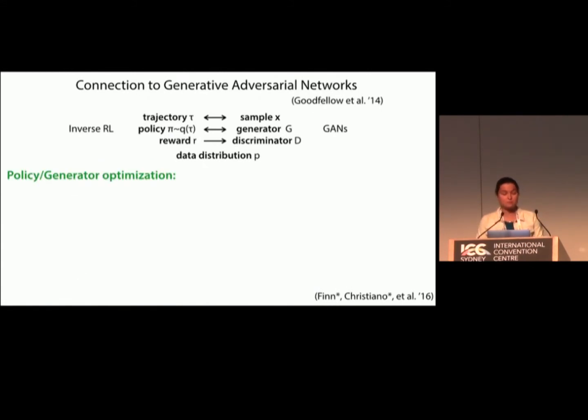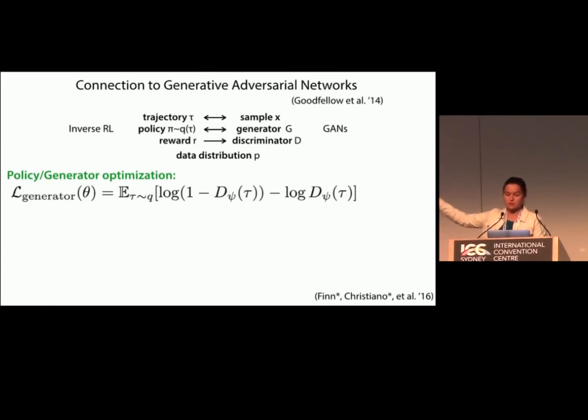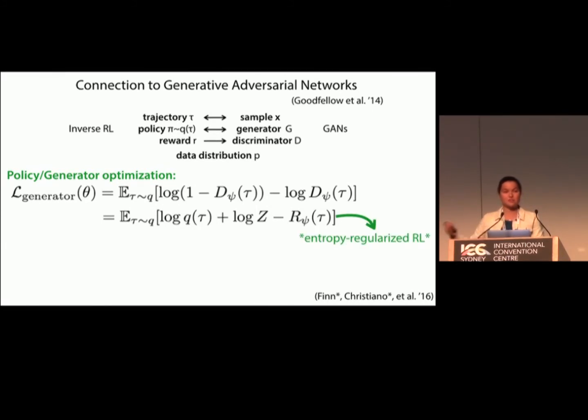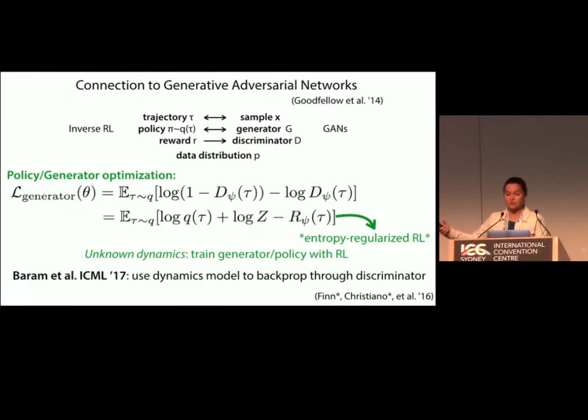Okay, and then next let's look at the policy optimization. So in a GAN, the generator objective is to be able to trick the discriminator. This is the objective. And this is equivalent to maximizing the negative entropy plus a constant minus the reward function. And this is just entropy regularized reinforcement learning. So this is the objective that we're using to train our policy. And there's one more difference between the typical GAN setting and the inverse reinforcement learning setting, which is that because we don't know the dynamics, we can't just backpropagate through our discriminator into the policy. We actually need to train our generator or our policy with reinforcement learning. That said, there is also a paper at ICML this year which used a learned dynamics model to backprop through the discriminator into the policy. And I'll talk a bit more about backpropping through models in the next section.